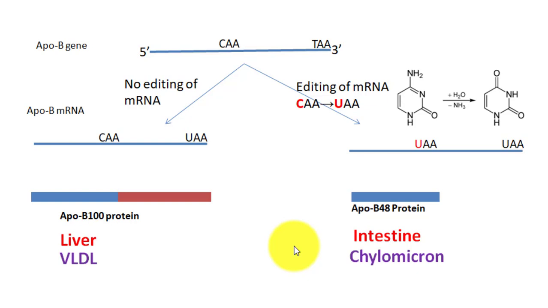Today we will be talking about the topic called RNA editing and the significance of RNA editing for formation of this ApoB48 protein in intestine. This ApoB48 protein is a very essential part of chylomicron. It is an integral protein of chylomicron, and it is produced in intestine after we eat fatty food or food. Let's see what happens in our body.